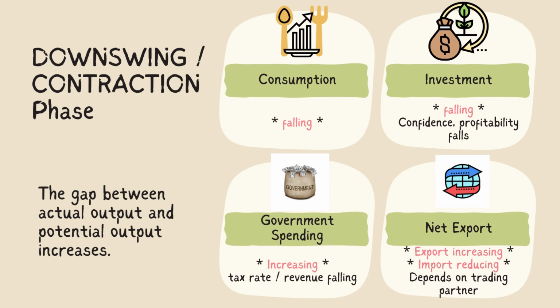Let's continue. For downswing, we have consumption falling, investment falling, businesses confidence level falling, government spending increasing, while tax rate and tax revenue falling, export start to increase as price reduces, and import starts to reduce as unemployment rate increase, hence purchasing power fall.